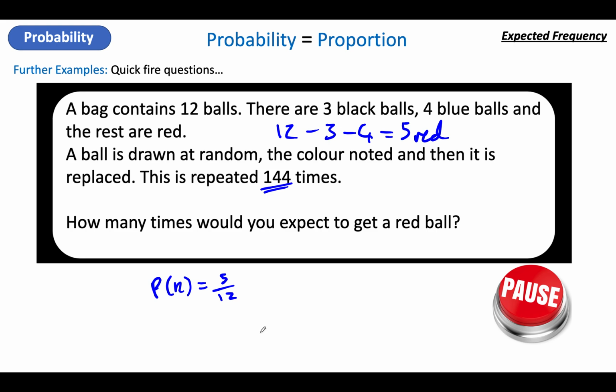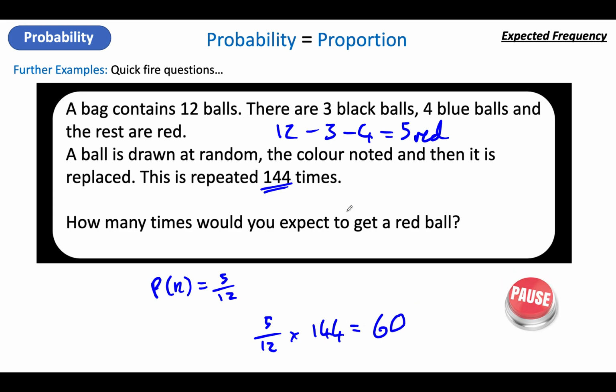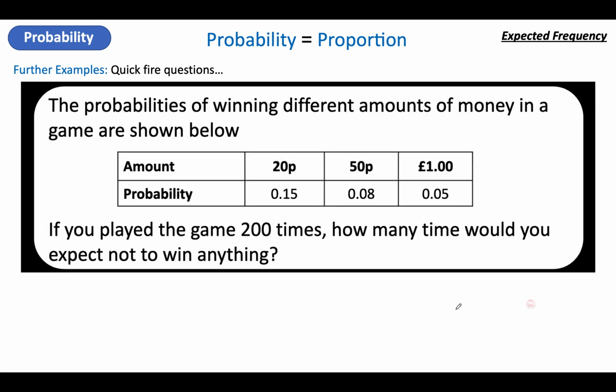How many times do I expect to get a red ball? Well, that is the probability, so that is also the proportion, because probability is proportion in this case. So I want 5/12 of 144. And again, you could divide by the bottom times by the top, so divide by 12 times by 5, or just put it in your calculator like I've written here. And there are 60. Oh, I didn't undo my pause, did I? Oh, silly me. But there are 60 anyway. Mark your work. And move on to the next quickfire question.